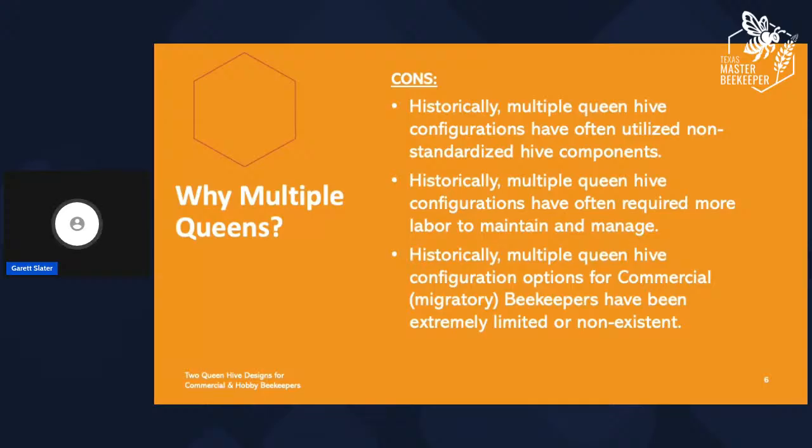Now the cons. And obviously in most people's minds, the cons have outweighed the pros because they haven't switched over to this system. So historically, multiple queen hive configurations often utilize non-standard equipment. All of us have a lot of money and time invested in standard products, and it's tough to switch. So that's a big reason. Historically, multiple queen hive configurations have often required more labor to maintain and manage. And as we go through some of the examples I'll share with you, you can see how that comes into play. And then finally, historically, multiple queen hive configuration options for commercial migratory beekeepers have been extremely limited or non-existent. In doing my research, I wasn't able to find any examples that were geared toward the migratory beekeeper where you could put multiple queen hives onto pallets.